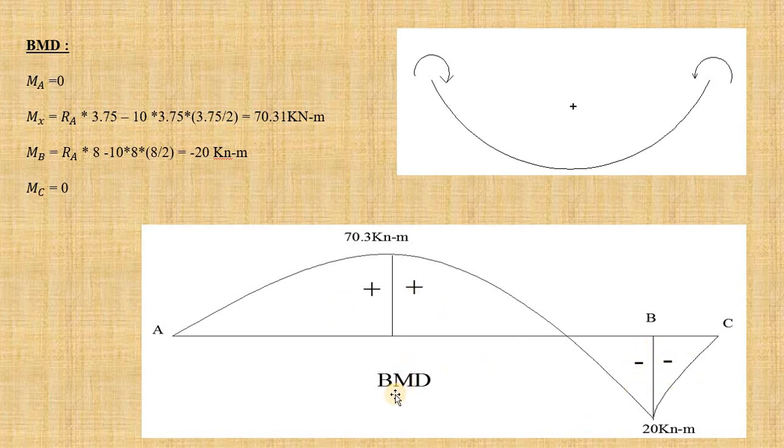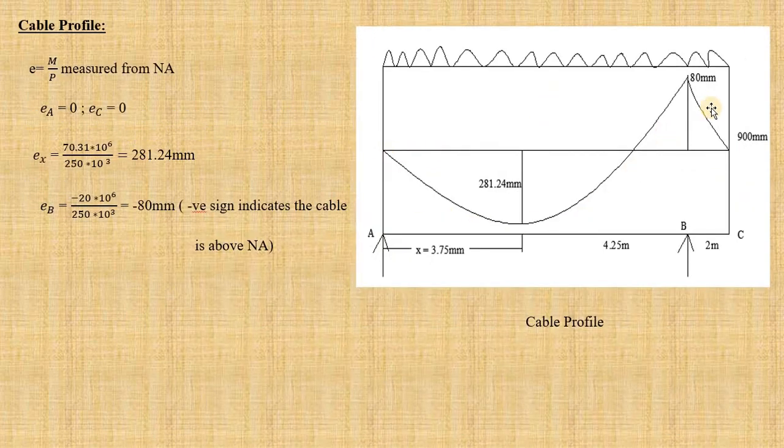Why did we calculate this bending moment diagram? Because we want the cable profile. In the load balancing concept, the cable profile is decided based on the bending moment diagram. The cable profile will be exactly the mirror image of this bending moment diagram. In the next slide you can see the cable profile. I have drawn the cable profile like this, and it is exactly the mirror of the bending moment diagram.